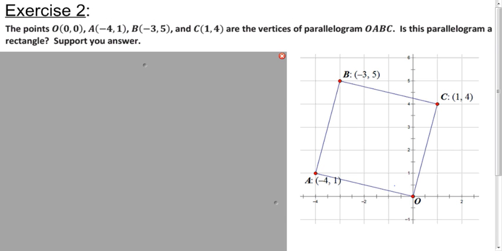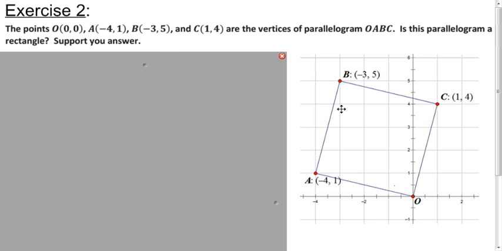So we want to use what we just learned to figure out if we have a rectangle here. It tells us it's a parallelogram. Now how do we figure out if it's a rectangle? Well, we know it has to have 4 right angles. And it looks like we could use what we just found out about perpendicularity to figure out if we have a right angle here at vertex O. But how does that help us with the other 3 vertices?